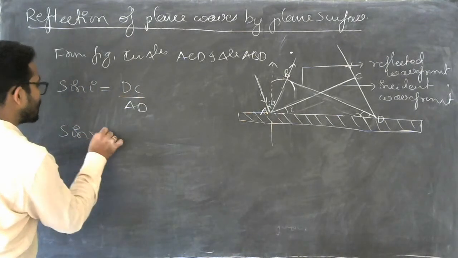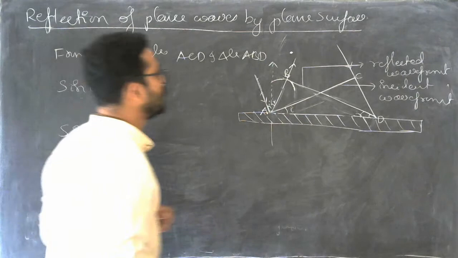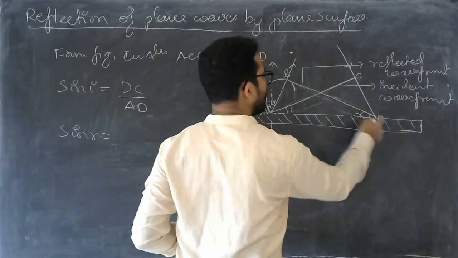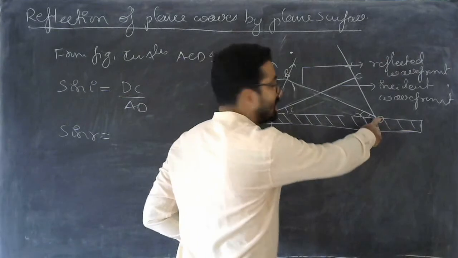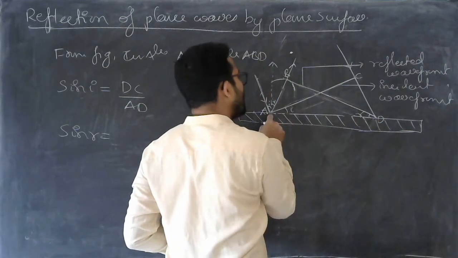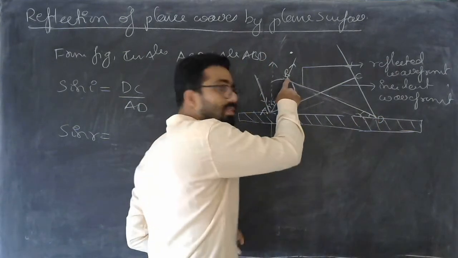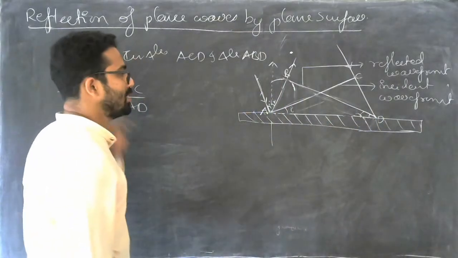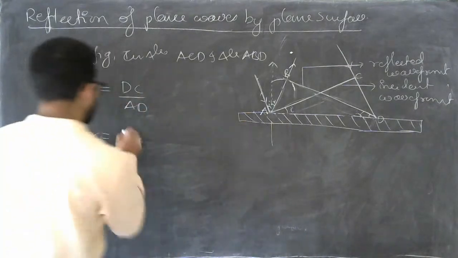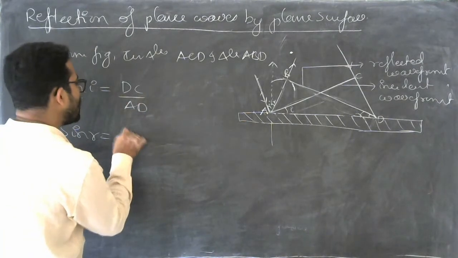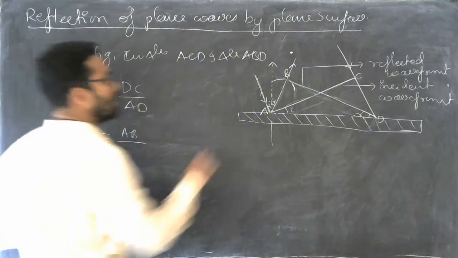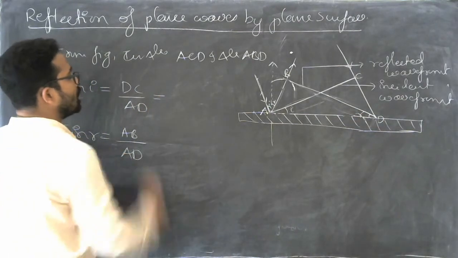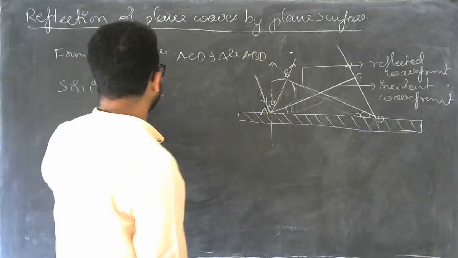Similarly, sine r. This is r, and BD is the opposite side, and AD is the hypotenuse. That's why sine r is equal to BD by AD, which is equal to DC.